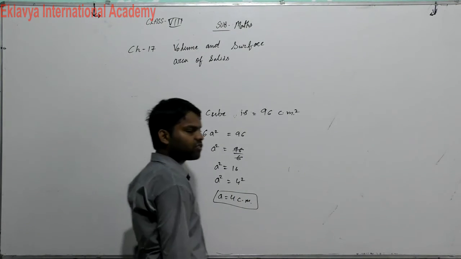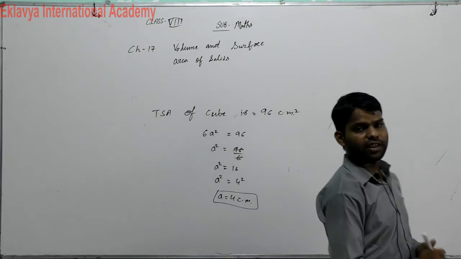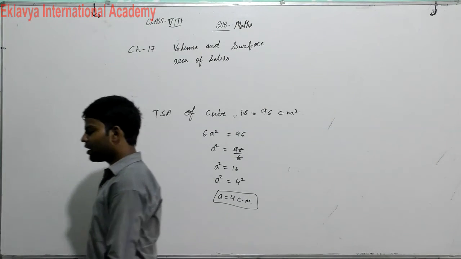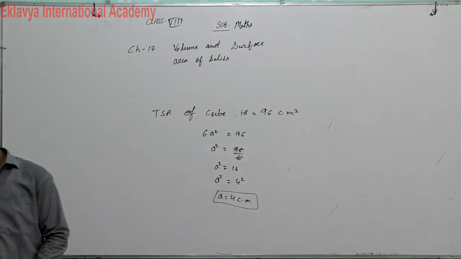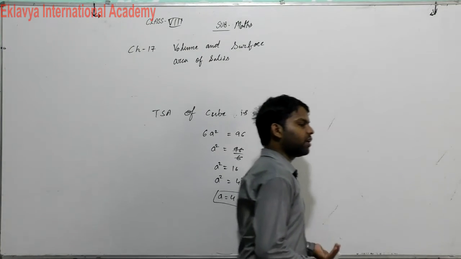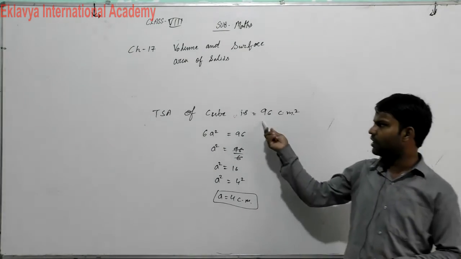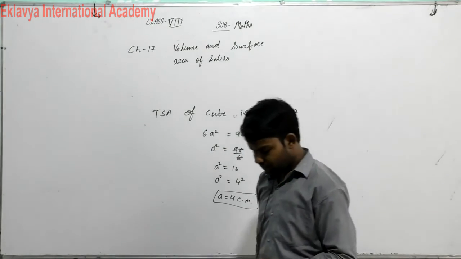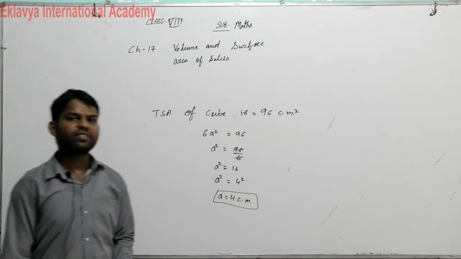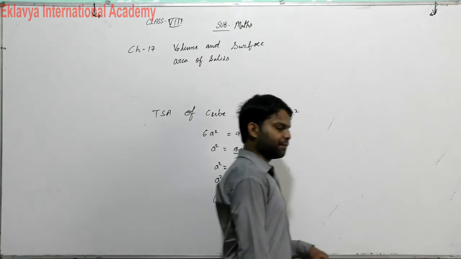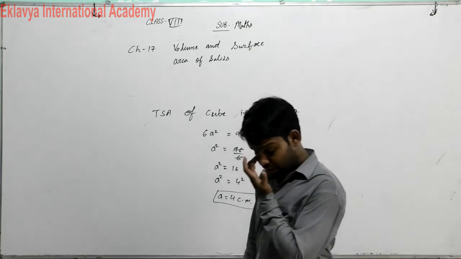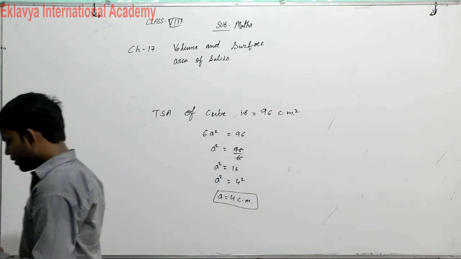So we can reverse that question. If TSA of the cube or cuboid is given, then we can calculate length or breadth also. If in the question TSA of the cube, otherwise TSA of the cuboid is given and one dimension is missing, it is height or breadth or length, then we can find out this dimension.